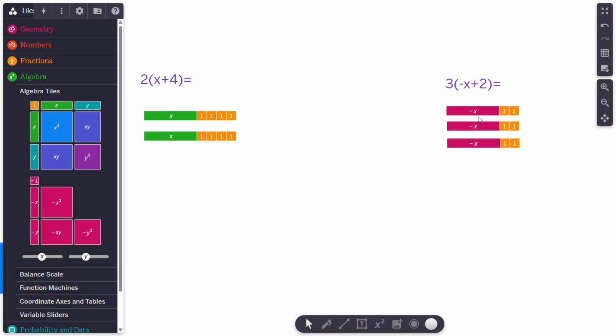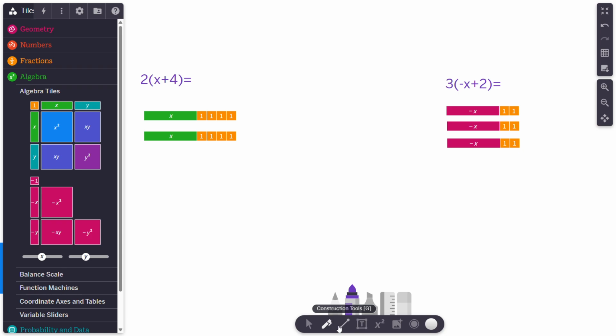I am going to demonstrate using algebra tiles how to solve these using the distributive property. For this first one here, I have them all tiled because it's just taking way too long if I do it differently.